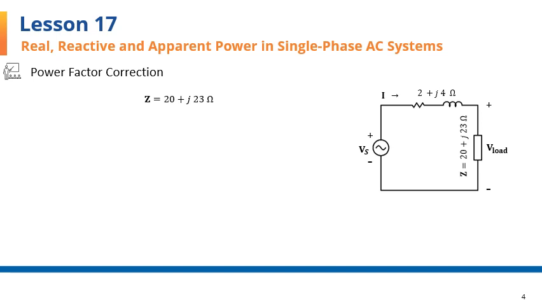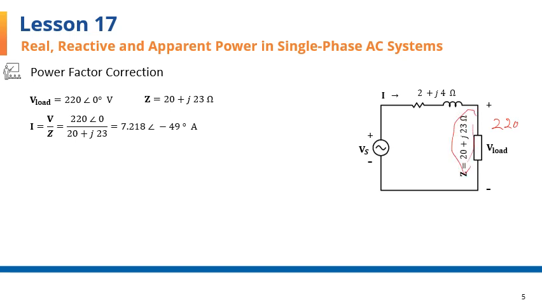Let's find the current given the voltage here. I equals this voltage, 220 with 0-degree angle, divided by this impedance. And this ratio, V over Z, will give me the current through this load, which would be the same as the overall circuit current that goes through the source and through the line as well. 220 over 20 plus j23 comes to 7.218 amps with negative 49 degrees of phase angle.